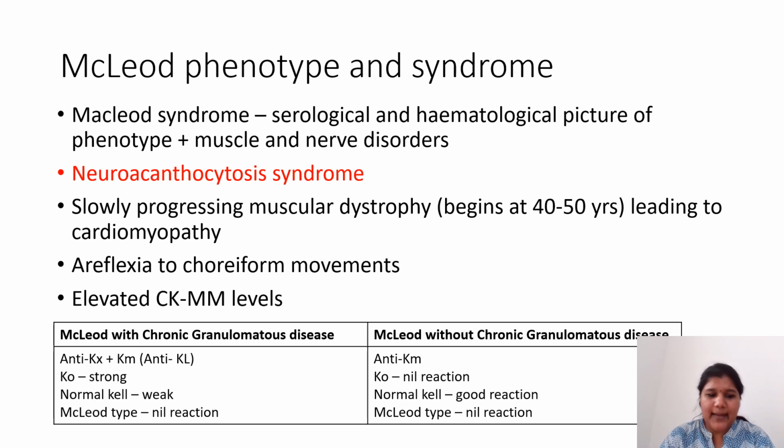The McLeod phenotype can be classified into two groups, one with chronic granulomatous disease and one without. McLeod individuals with CGD will have an antibody called anti-KX plus KM, while those without chronic granulomatous disease will have anti-KM. If we observe the reaction, take a K0 cell. The K0 cell will show a strong reaction with anti-KL, that is with chronic granulomatous disease, but it will not show a reaction with anti-KM.